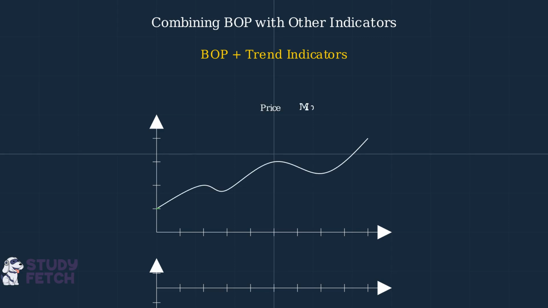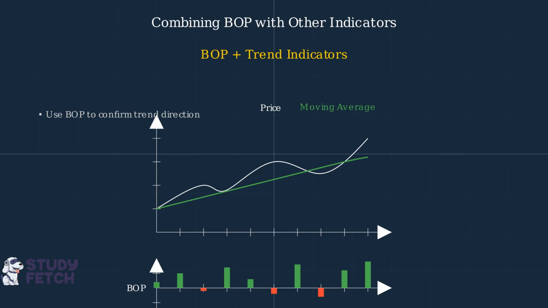Here we have a price chart with a moving average overlaid in green. Below is the BOP indicator, showing positive values in green and negative values in red. When combining BOP with moving averages, we look for confirming signals from both indicators. Use BOP to confirm the trend direction shown by the moving average.